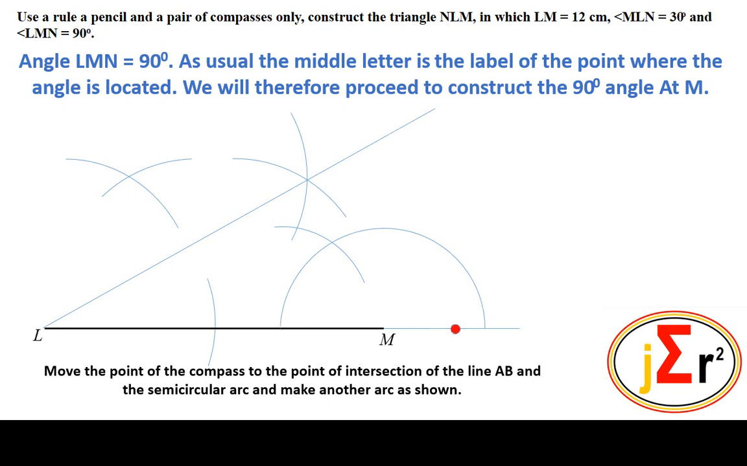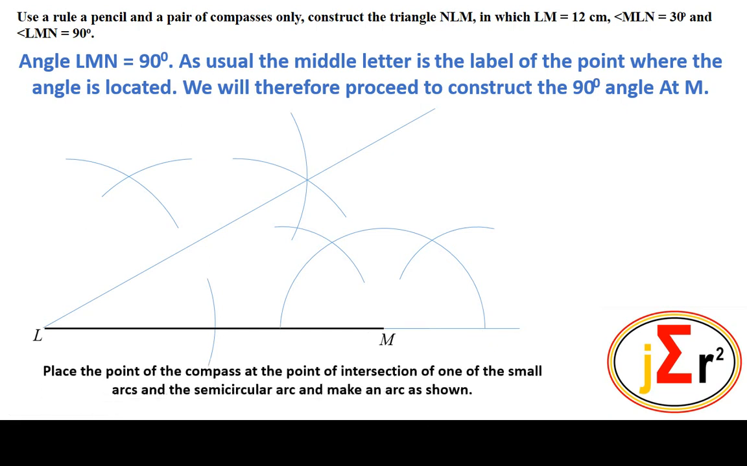So we'll place the compass point there and make our other semicircular arc like that. So it doesn't matter which one we choose to use first, but we need to place it here and we need to place it there. So any one will work.